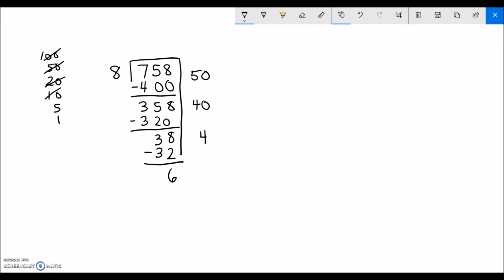So we find the quotient by adding up everything that's on this side. So that's $94 that each person got. And this amount down at the bottom is my remainder. So I would show my answer at the top, $94, remainder 6.